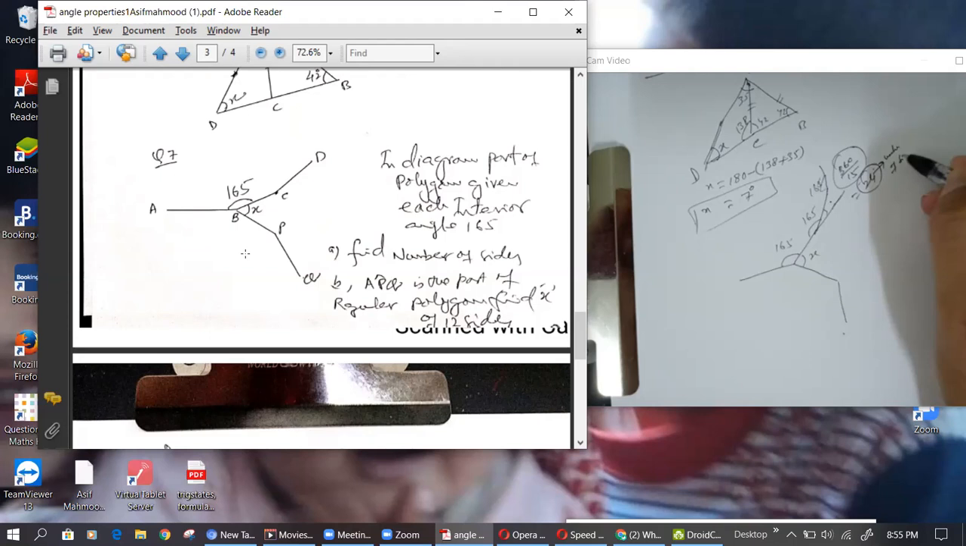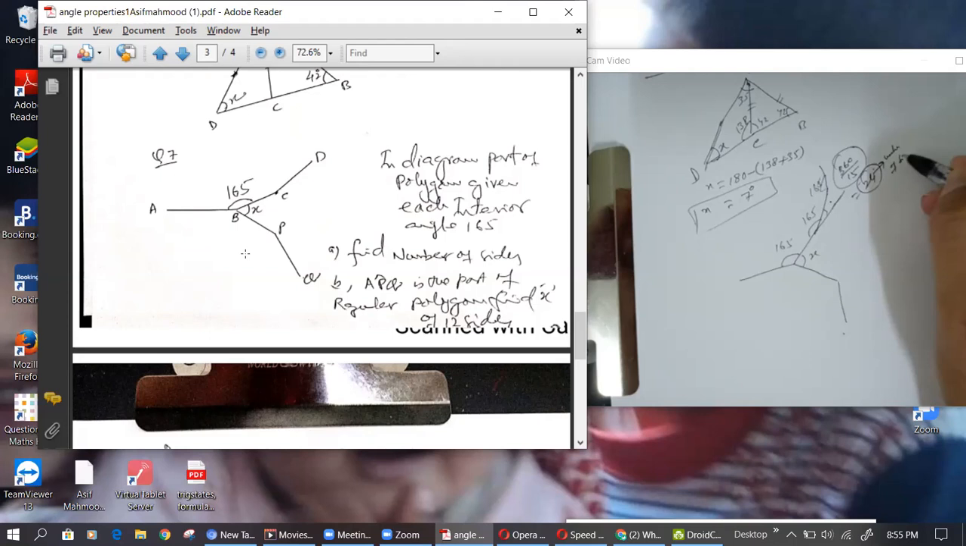If the sides are given 12, what will be the one angle? This angle. What will this angle be? 30? How? 360 divided by 12 will be 30. No, but the 12 sides.